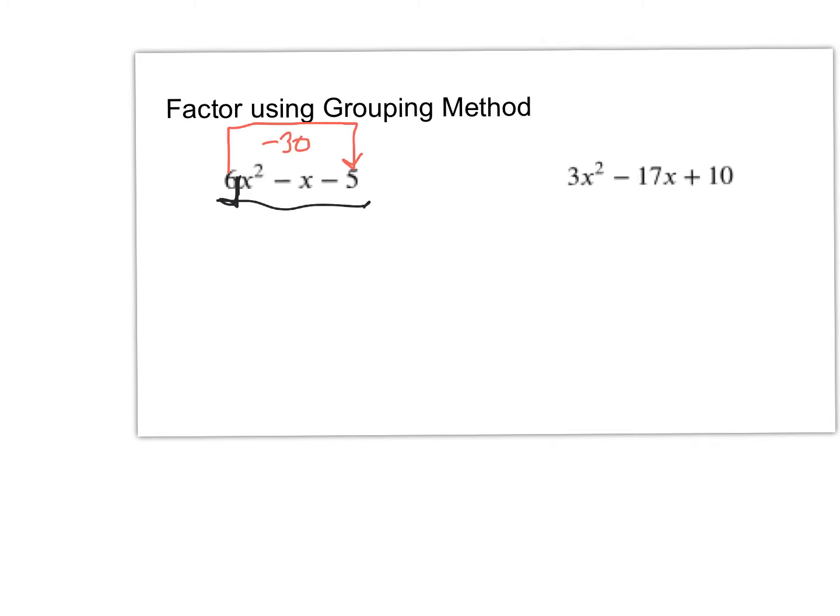Now, here's what's going to happen: we are going to set up some spaces here, and we're going to rewrite this part. Here, let me show you. So we're going to reset the problem: 6x squared, dash, x, minus 5.